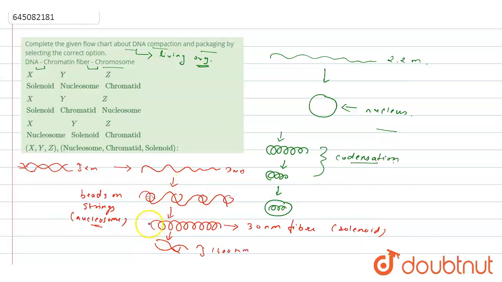Actually, this fiber goes into the nucleus, and then again it coils around some non-histone protein and makes the chromosome, inside the nucleus only.